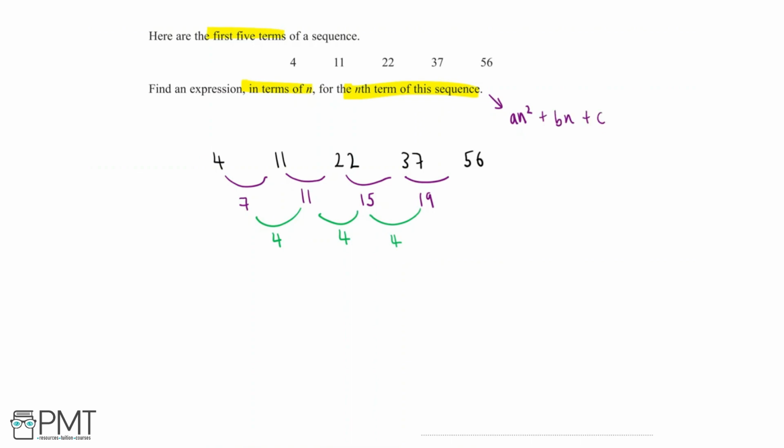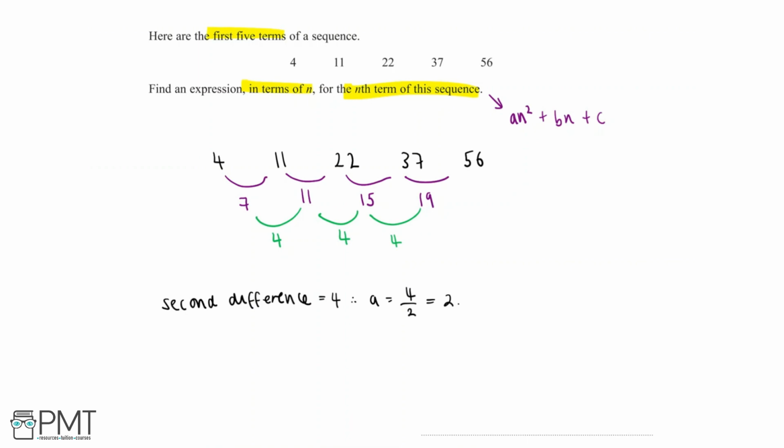And so in order to find the nth term of the sequence, we need to find the value of a, the value of b, and the value of c. To find the value of a, we find half of the second difference. The second difference is equal to 4. And so we can say that a is equal to 4 divided by 2, which is equal to 2.